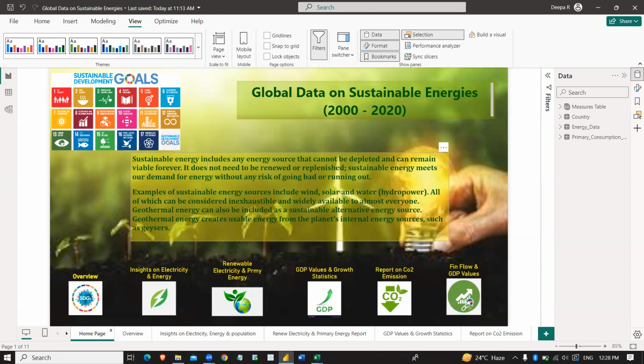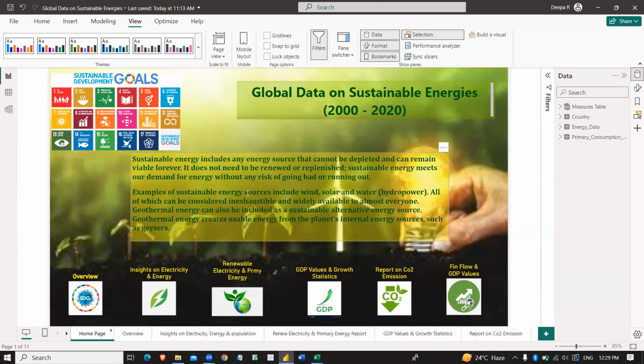Okay, so for that I have given a small text box here where I have given the definition of this sustainable energy. So sustainable energy includes any energy source that cannot be depleted and can remain viable forever. It does not need to be renewed or replenished. Sustainable energy meets our demand for energy without any risk for going bad or running out.